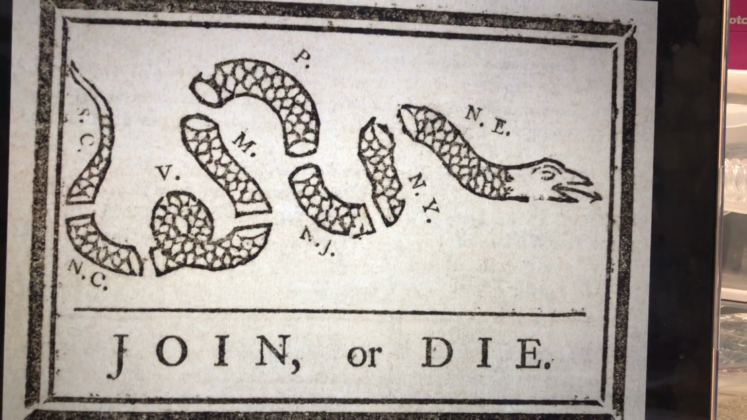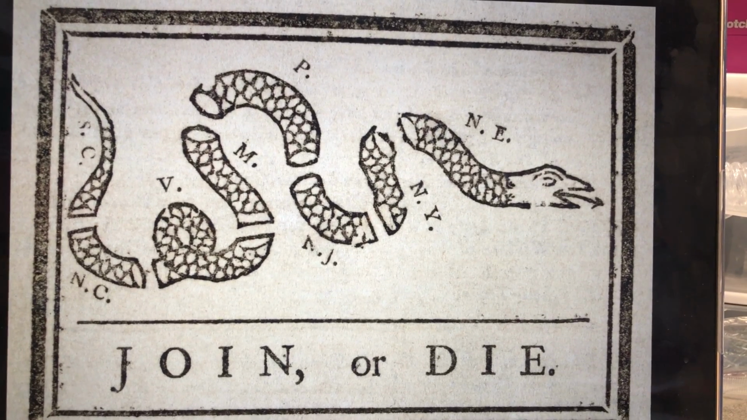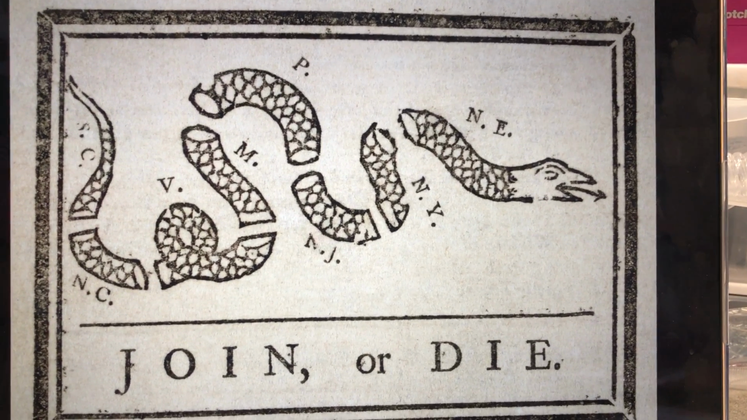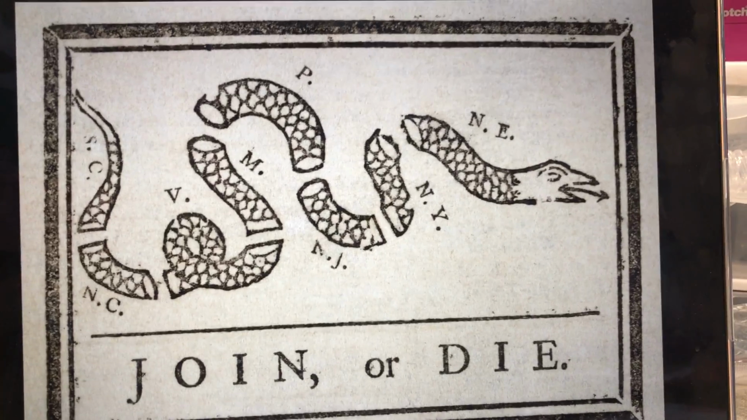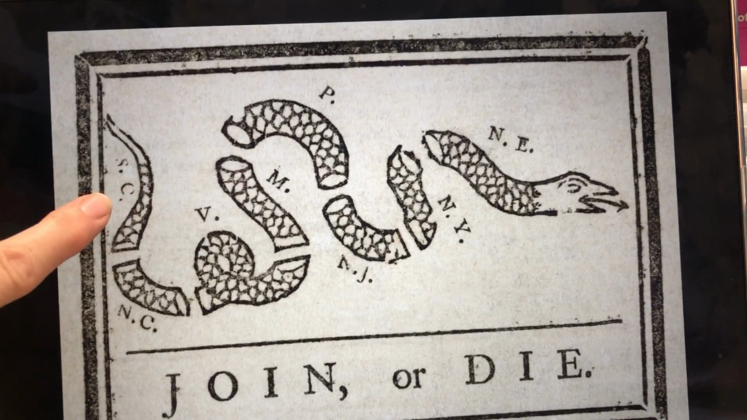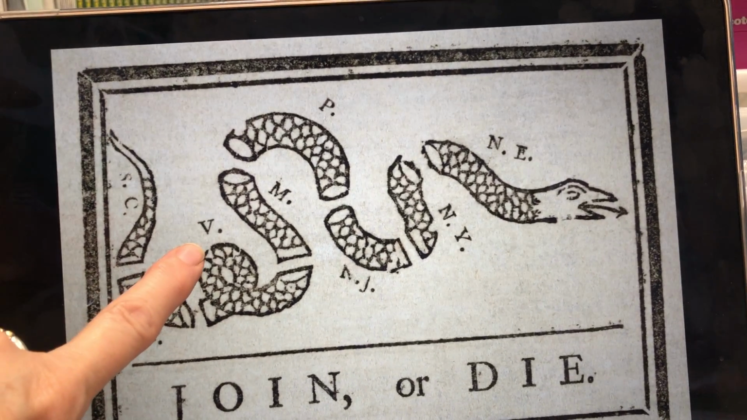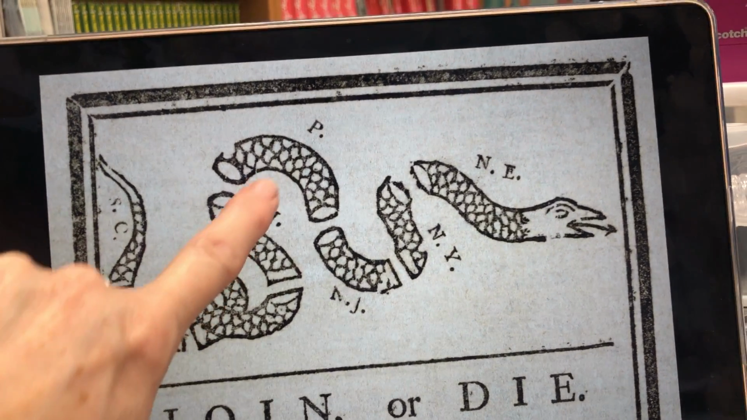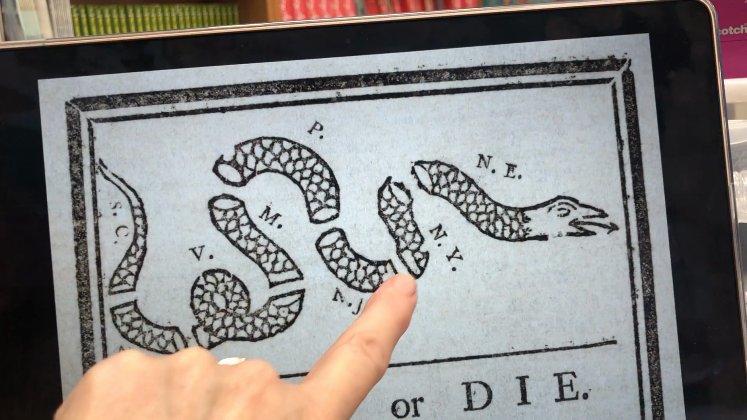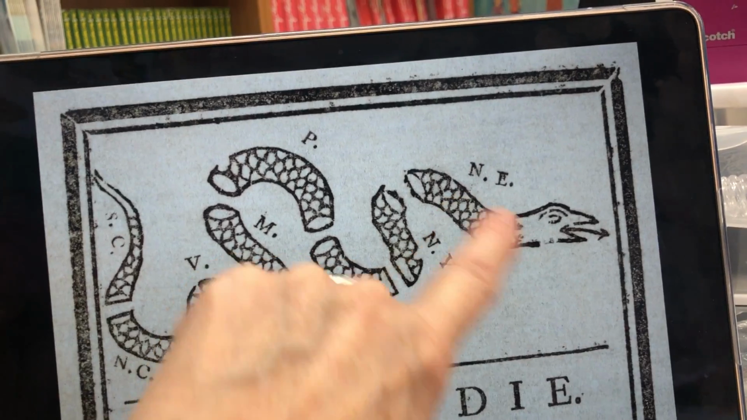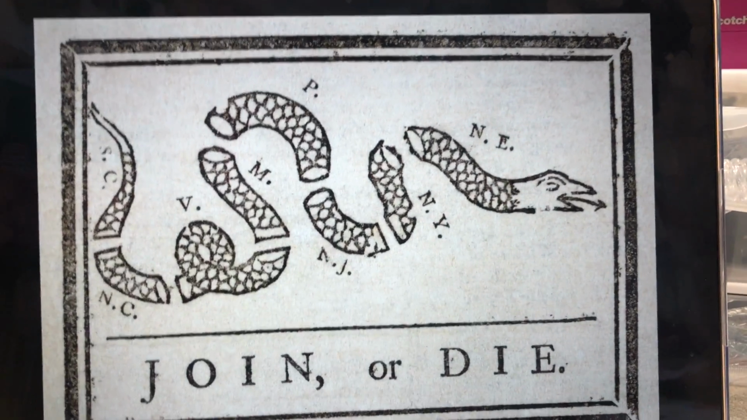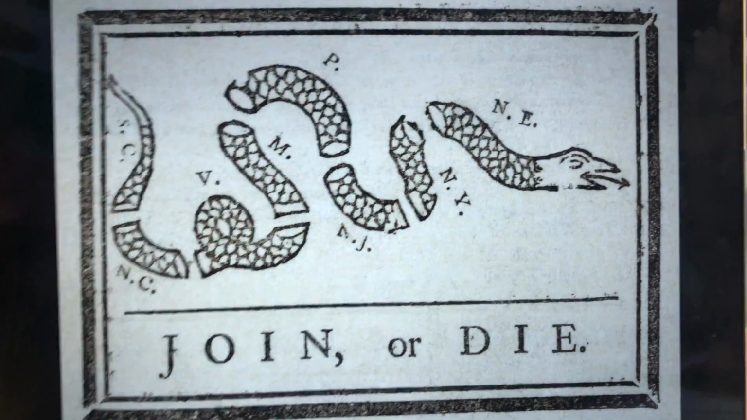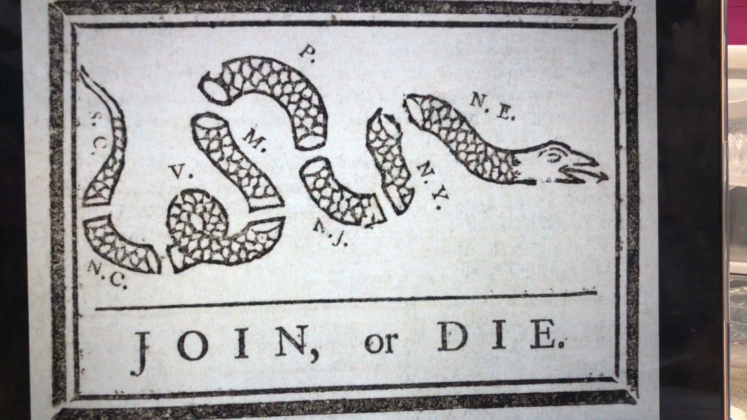What you see is each of the colonies pretty much broken apart into segments of the snake. So you've got South Carolina, North Carolina, Virginia, Maryland, Pennsylvania, New Jersey, New York, and New England. And what is different here is that New England is a region. A region is a group of colonies.